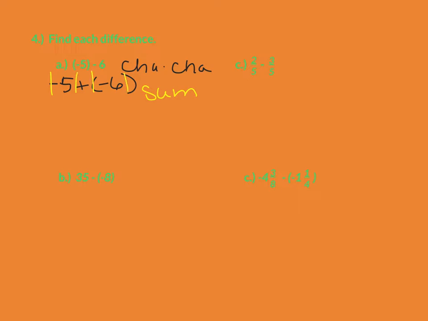The absolute value of negative 5 is 5 because that's how far away it is from 0. The absolute value of negative 6 is 6 because that's how far it is from 0. I'm finding the sum, so I add those together. 5 plus 6 is 11. They were both negative to begin with. That's why I got to find the sum. So my final answer is also negative.